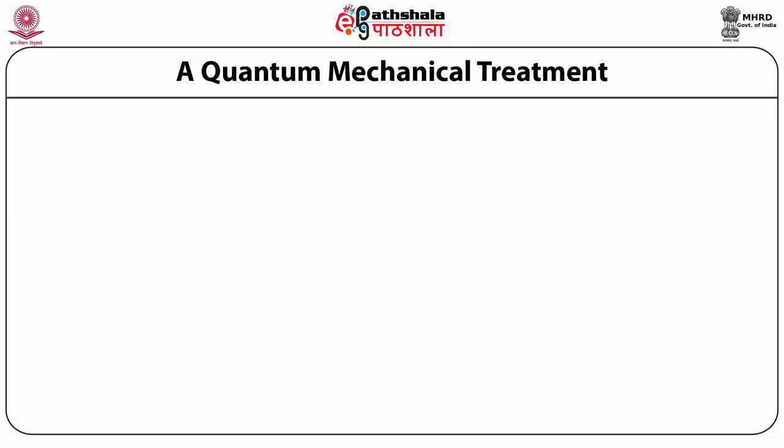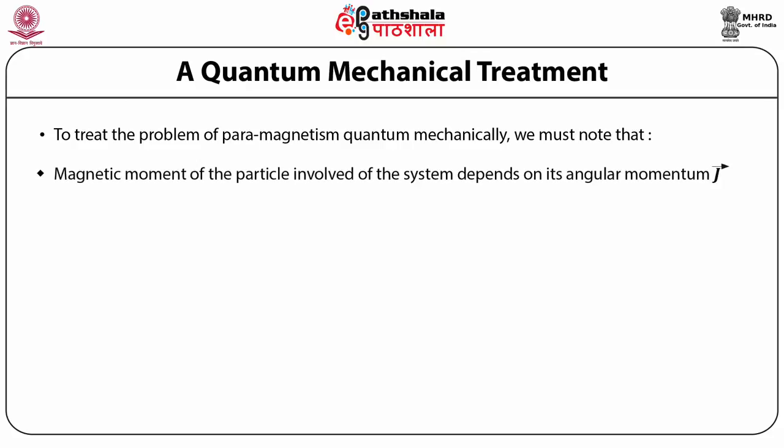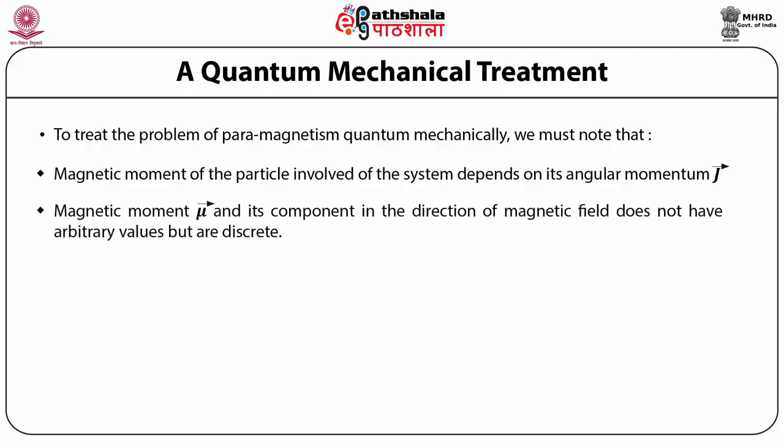A quantum mechanical treatment. To treat the problem of paramagnetism quantum mechanically, we must note that the magnetic moment of the particle involved in the system depends on its angular momentum J. Magnetic moment μ and its components in the direction of magnetic field don't have arbitrary values but are discrete.